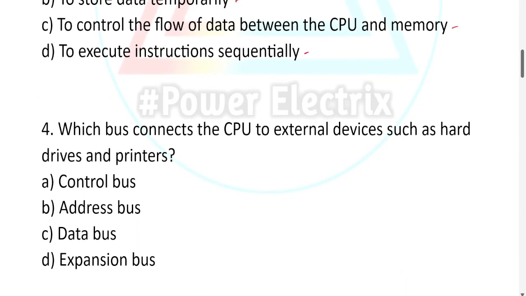Question number 4. Which bus connects the CPU to external devices such as hard drives and printers? Option A, control bus. Option B, address bus. Option C, data bus. And option D, expansion bus. The correct answer is expansion bus. Next.